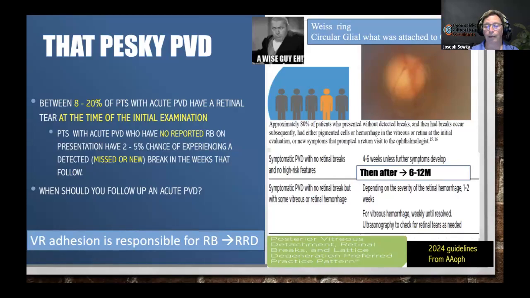I will say whatever lens I use. If I see the Aura 360, I write it. And if I do scleral indentation, I write it. That's all very important to protect yourself medically, legally.